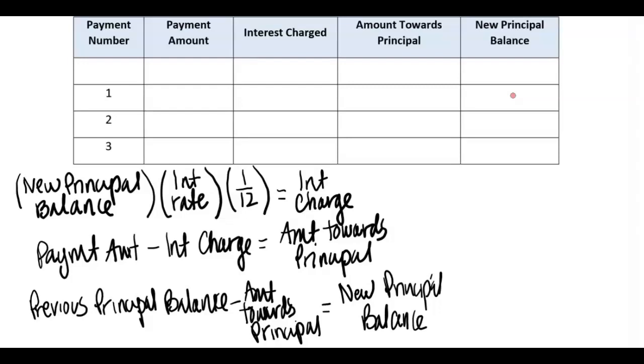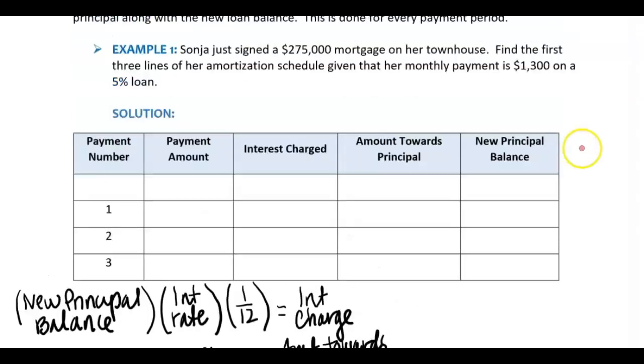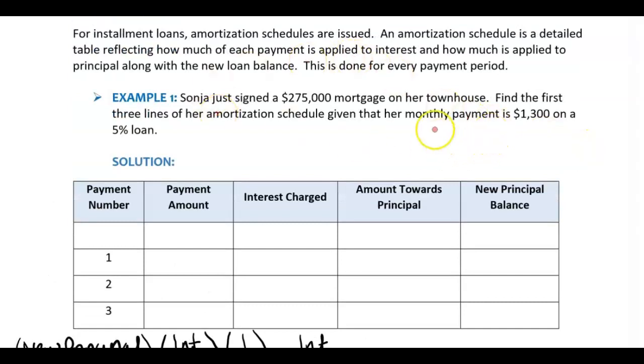So first off, notice that for Sonia, each of her monthly payments is $1,300. So that does not change. So she has $1,300 payments each month. She starts with a principal balance of $275,000.